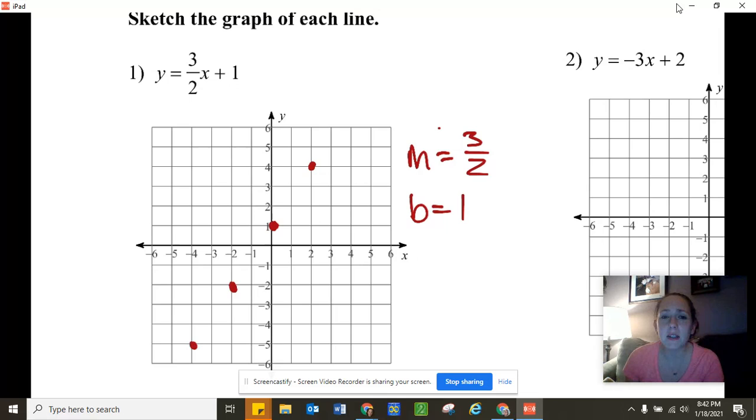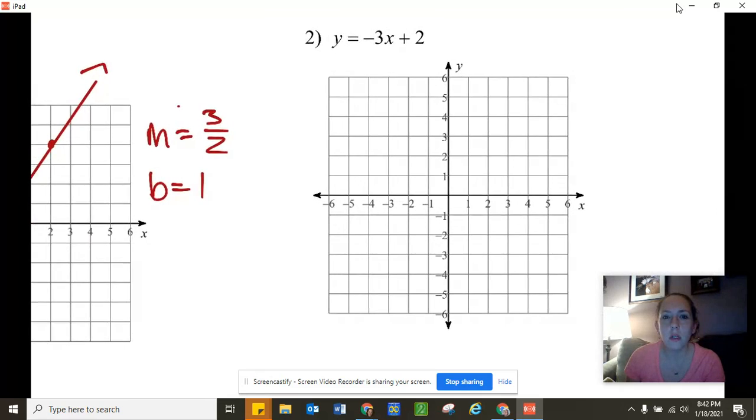Especially when we get into inequalities, it's really important to make sure that you go all the way across the graph, because we're going to shade. But anyway, that's how you get the points.